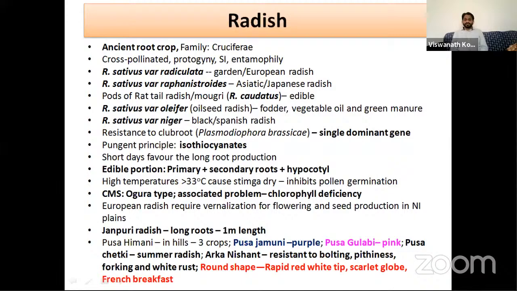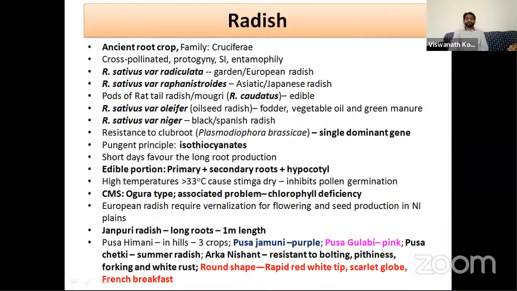So generally we know that radish root shape is long, but there are European types where the root shape is round. There are Rapid Red, White Tip, Scarlet Globe, French Breakfast. This was the previous question: which of the following is the round root shape radish variety? Rapid Red, White Tip, Scarlet Globe, and French Breakfast.